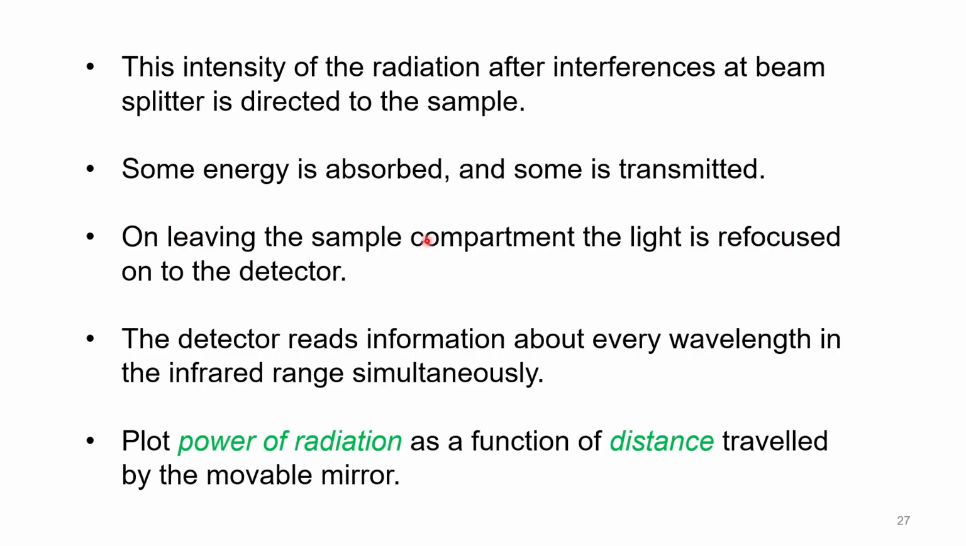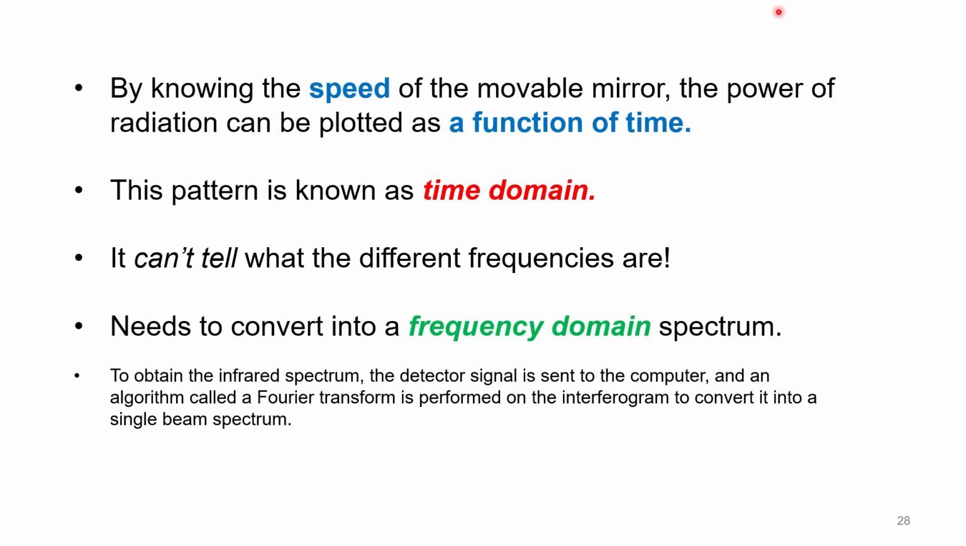On leaving the sample compartment, the light is refocused to the detector. And the detector will read the information about every wavelength in the infrared region simultaneously. After that, it will plot a graph of power of radiations as a function of distance traveled by the movable mirror. Since we know the exact positions of the movable mirror and the speed of the movable mirror, the power of radiations can also be plotted as a function of time, and this pattern is known as time domain.